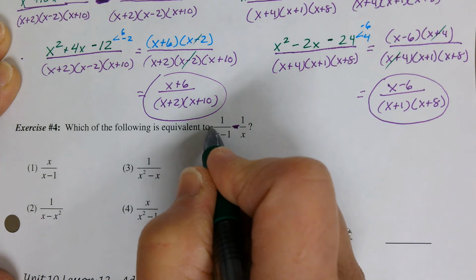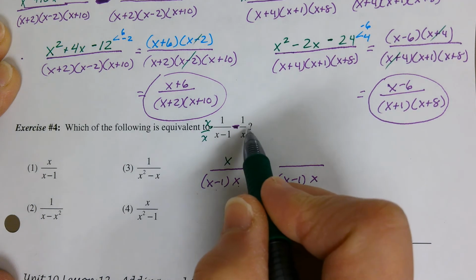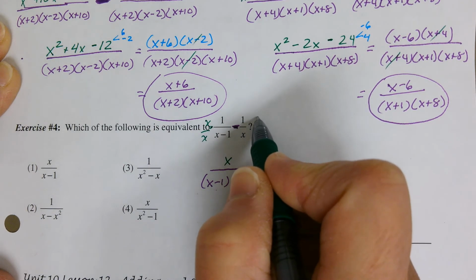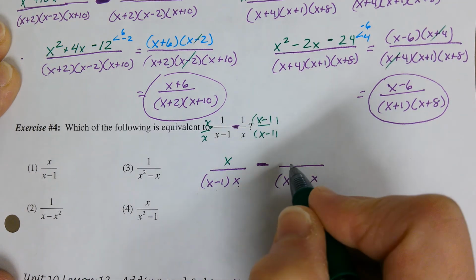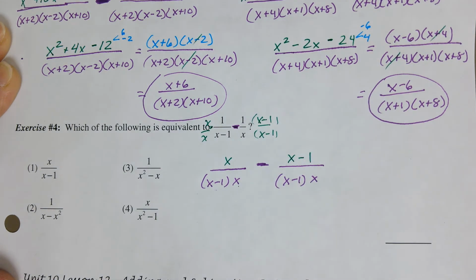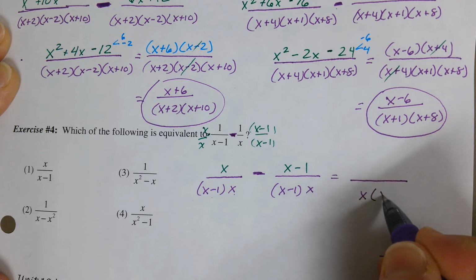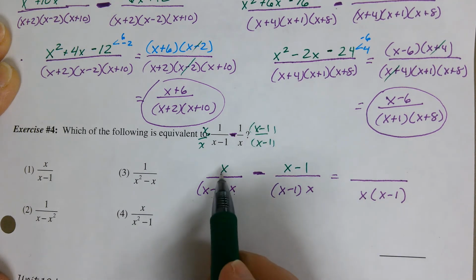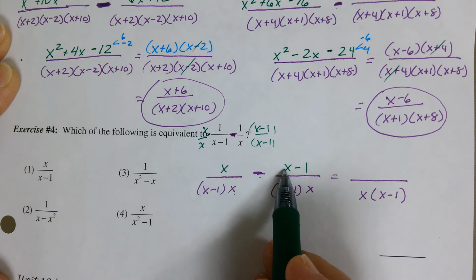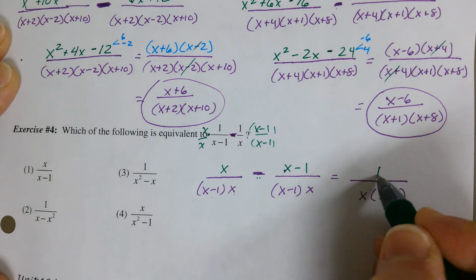Our first fraction will multiply by 1 in the form of x over x. 1 times x is x. Our second fraction will multiply by 1 in the form of x minus 1 over x minus 1. X minus 1. Copy the denominator. Now that we have a common denominator, just bring it over. Now let's subtract. X minus x is nothing, or 0. Minus a negative 1 is a positive 1.